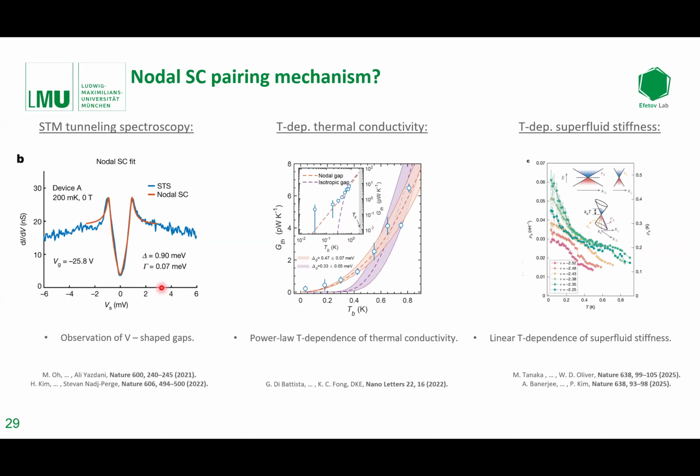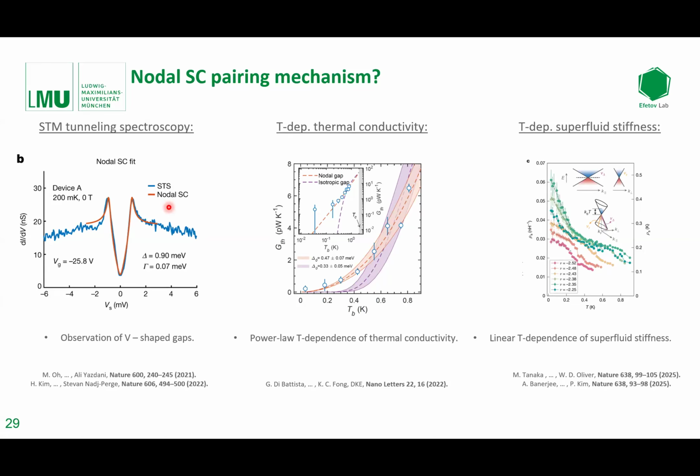And I want to also mention that meanwhile, last year, Pablo Jarillo-Herrero's group in particular also performed tunneling spectroscopy studies on twisted trilayer graphene devices, where they were able to work out the gap structures in more detail. And they also convinced themselves that the best fit came from nodal superconductivity.